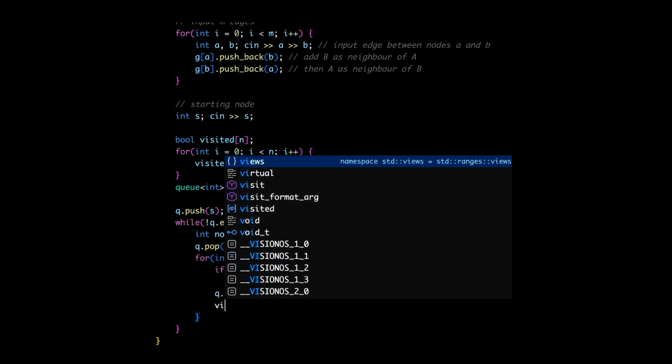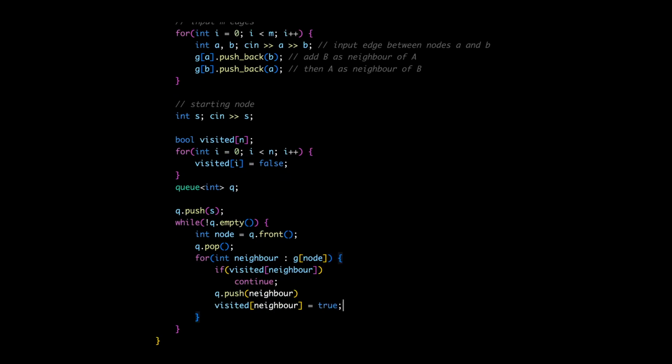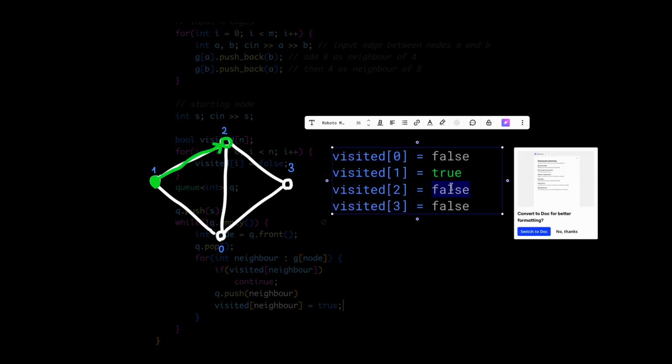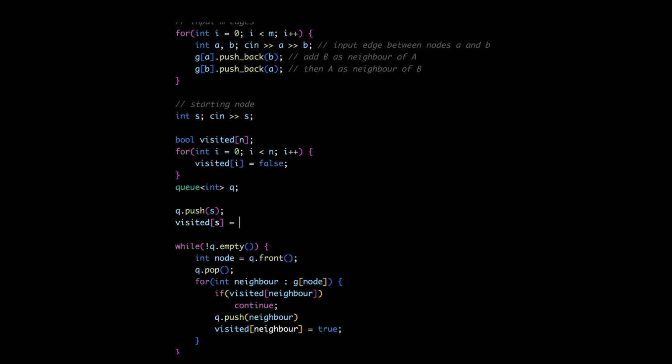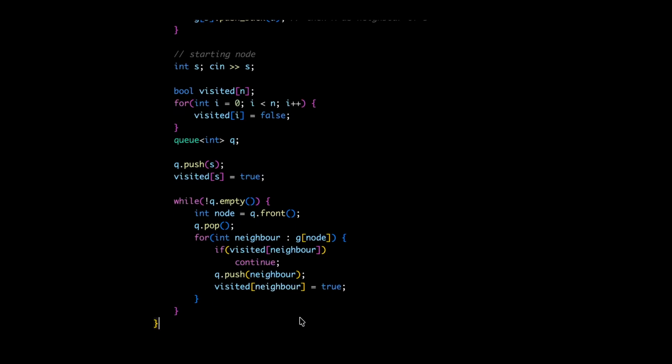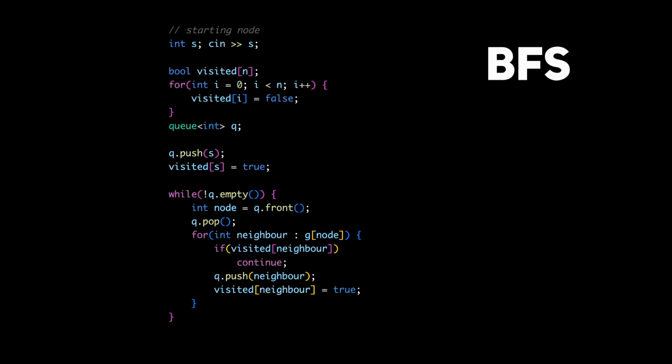What we also want to do is mark this neighbor as visited. Even though we didn't visit this node yet, we want to prevent adding it to the queue twice. For example, here. Also mark the starting node as visited for the same reason. And with that, BFS is done. For DFS, all we have to do is simply replace a queue with a stack. That's it, that's how similar these are.